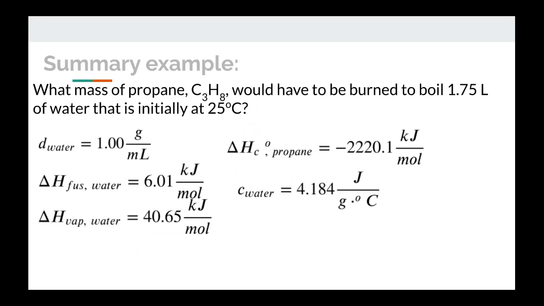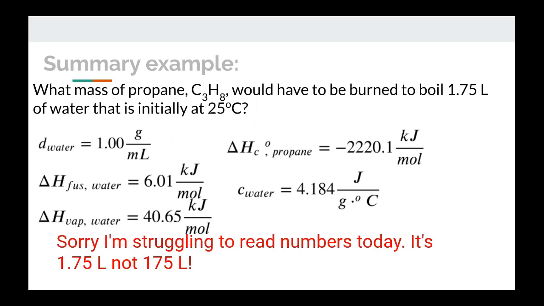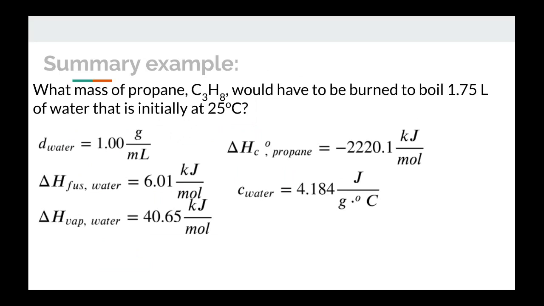What mass of propane would have to be burned to boil 175 liters of water that was initially at 25 degrees C? So if we had this water initially at 25 degrees C, we would have to do two things to it to boil it. We would have to heat it up to the boiling point, and then we would have to boil it all. So the amount of energy that would be needed would be equal to specific heat times the mass times the temperature change, then plus the heat of vaporization times the number of moles.